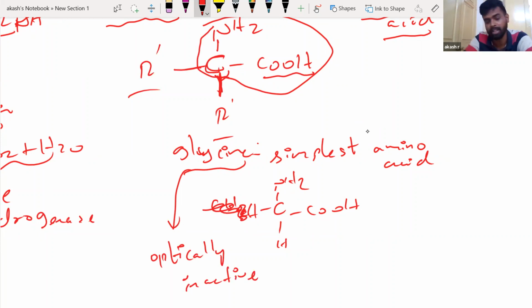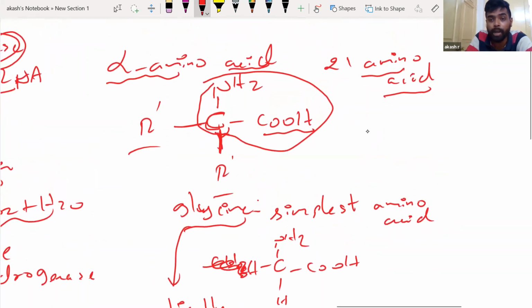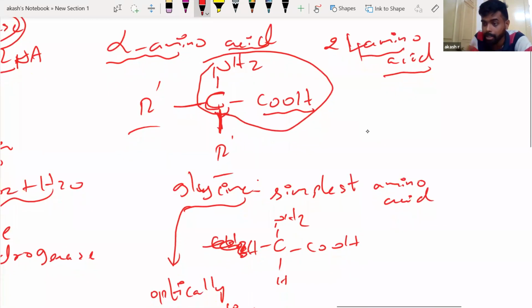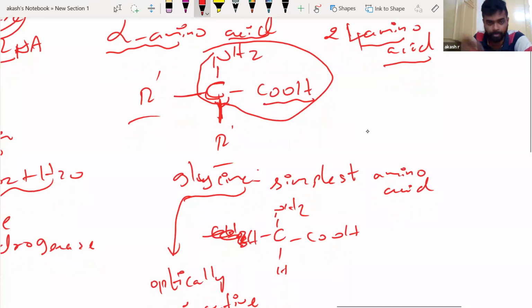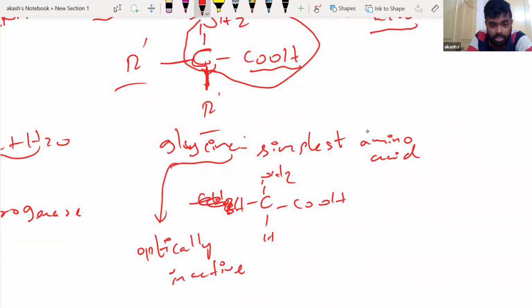This is the only amino acid. I told you there are 24, again, I think it's 24. So out of the 24 amino acids, which are inside our body or which we take through diet, we'll come to that point. Which amino acids are inside our body and which amino acids you have to take in the diet, that we'll see later. But either through the diet or in your own body, there are 24 amino acids. Out of these 24 amino acids, only glycine is optically inactive.